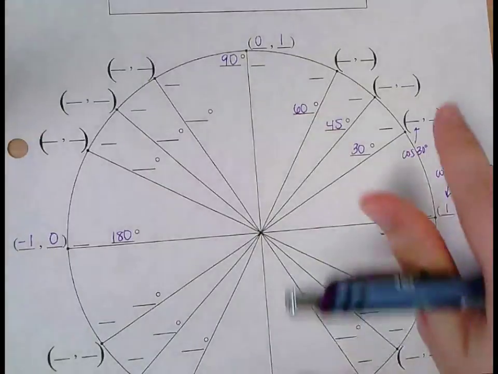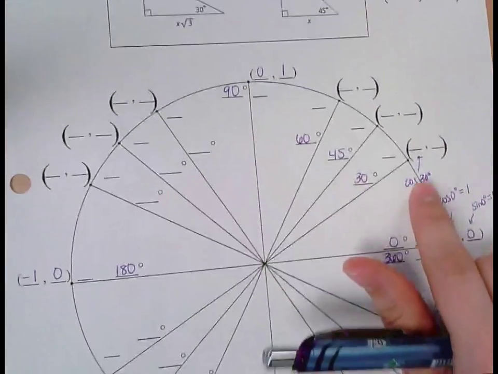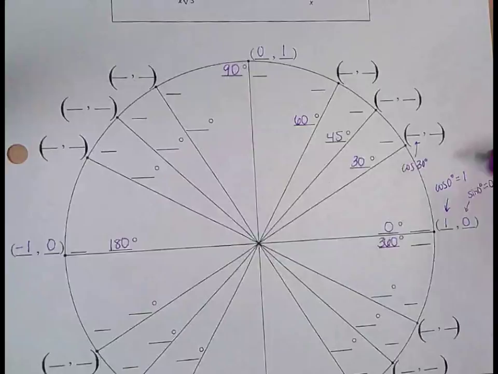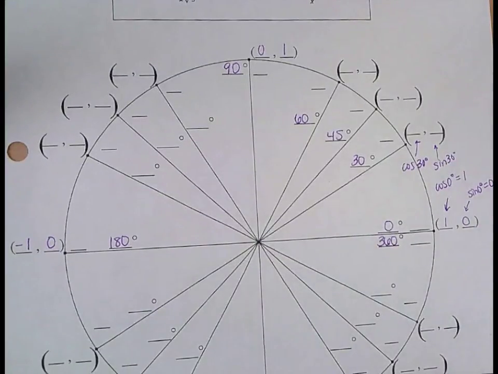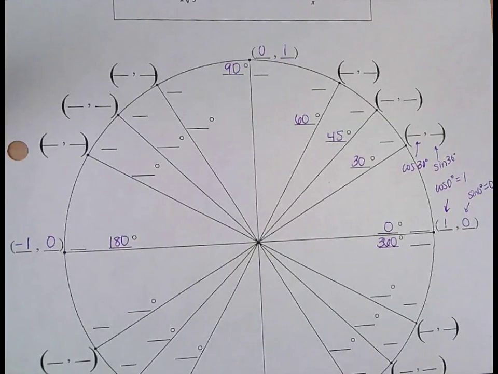So I can fill this in. I can find cosine of 30 degrees from that right triangle. That would be the x-coordinate, and then the y-coordinate is going to be sine of 30 degrees, which I can also find from that right triangle. So just note the relationship between the circle and right triangles to come up with these coordinates on the unit circle.